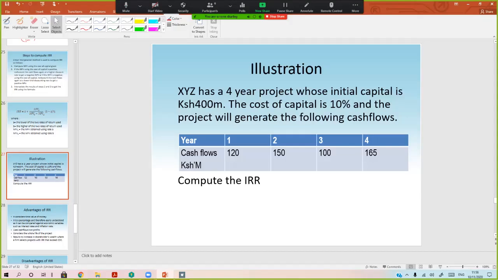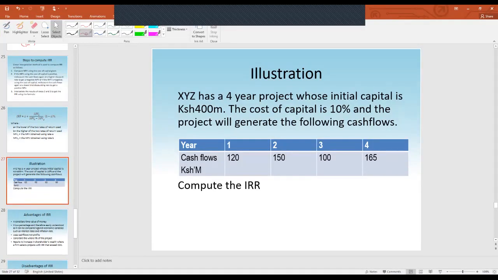Let me just go back. Yes, here it is. These are cash flows. These are cash flows you'll be getting from the investment. In year one, you get 120. Year two, you get 150. Year three, you get 100. Year four, you get 165. These are cash flows, not NPVs.